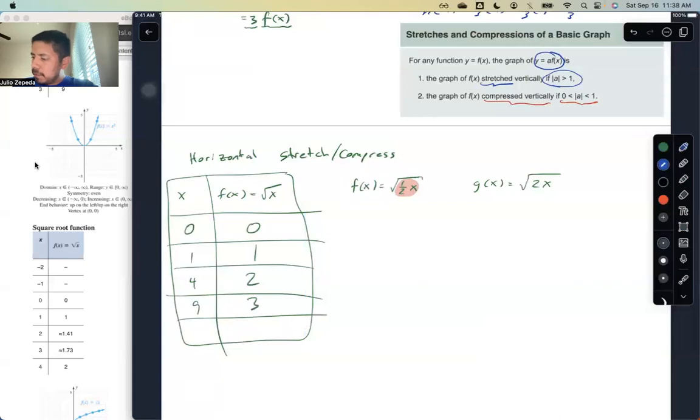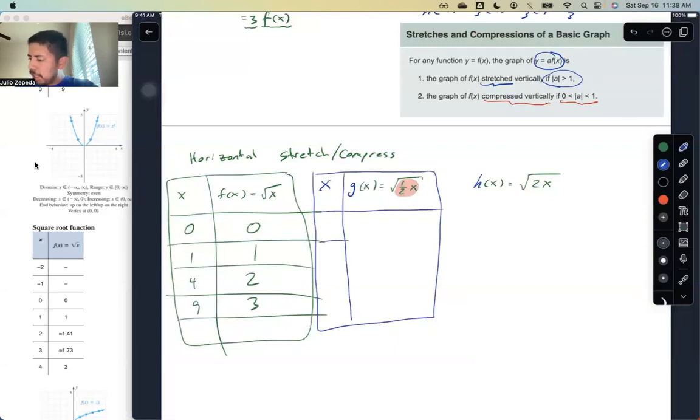Excuse me here, let me change these letters just to make sure. This is g of x, and we'll call this one h of x. And so I'm actually going to use different values of x for g of x, and we'll see why in a moment.